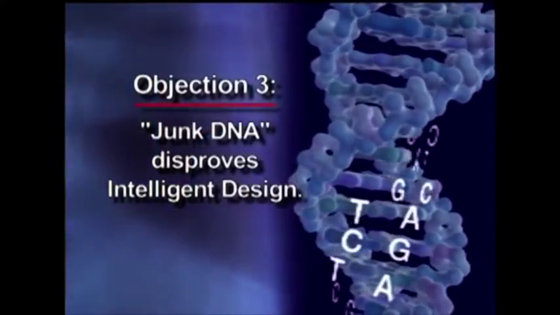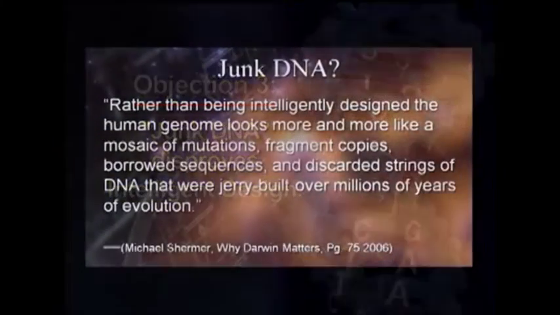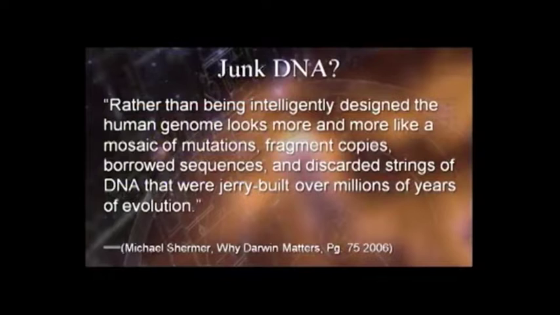All right, Stephen, another objection comes from Michael Shermer in Why Darwin Matters. And he says this, junk DNA basically disproves intelligent design. He says, rather than being intelligently designed, the human genome looks more and more like a mosaic of mutations, fragment copies, borrowed sequences, and discarded strings of DNA that were jerry-built over millions of years of evolution. What do you say to that?